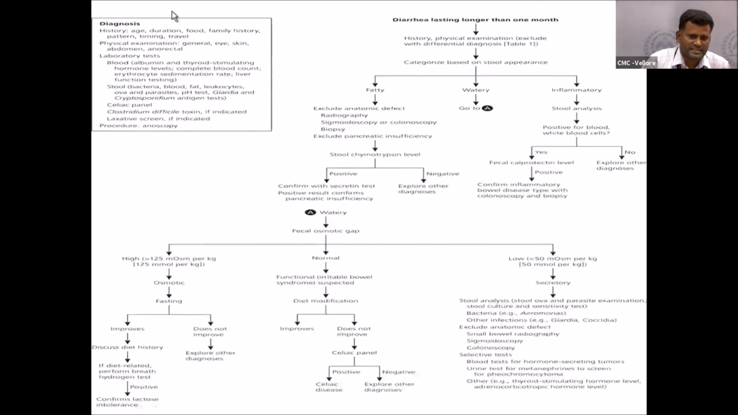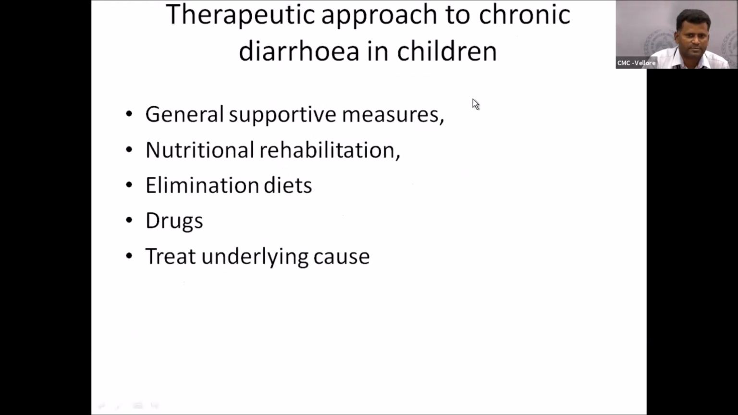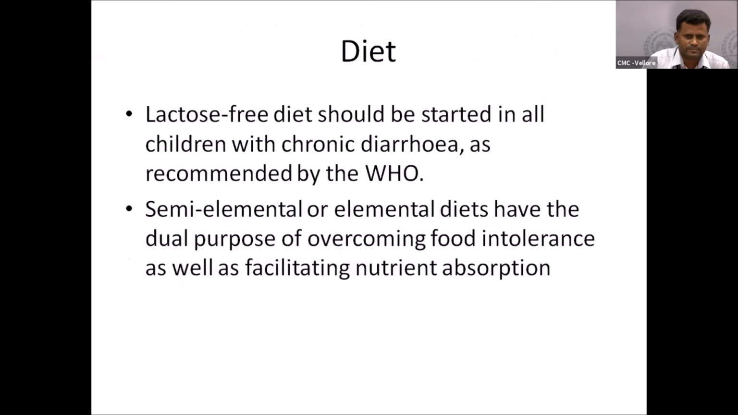So whatever we discussed, this is a flow chart. You can go through the flow chart later. It's the same thing that we have discussed, how to approach that as a flow chart. It will be useful for your theory examination. And other therapeutic approaches for chronic diarrhea include supportive measures, nutritional rehabilitation, and elimination of diet sometimes will be helpful, and drugs, and treat the underlying cause.